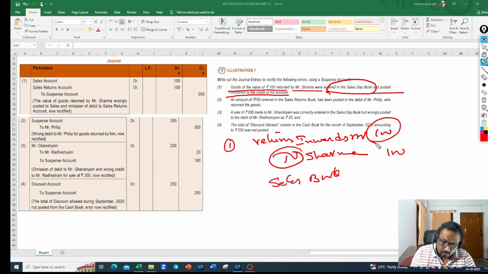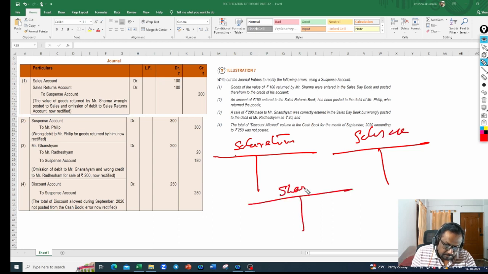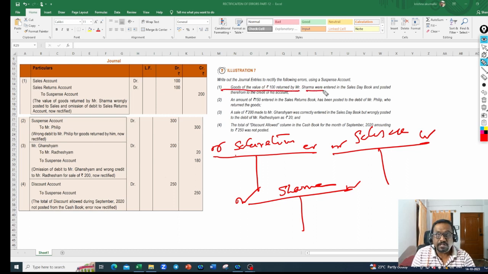So now what happened? This is the sales returns account. This is the sales account. This is the Sharma account. Now I will explain by showcasing the ledger so that you will easily understand. Goods of value 100 rupees returned by Mr. Sharma. So what entry are we supposed to put? Sales returns account debit to Sharma account. So Sharma account we have to credit 100. Has it been correctly entered? See here, posted thereon to the credit of his account. So this is correctly posted. There is no issue in Sharma account.